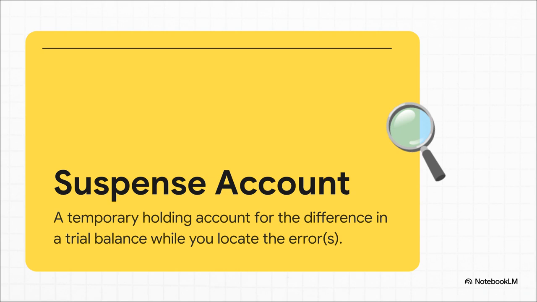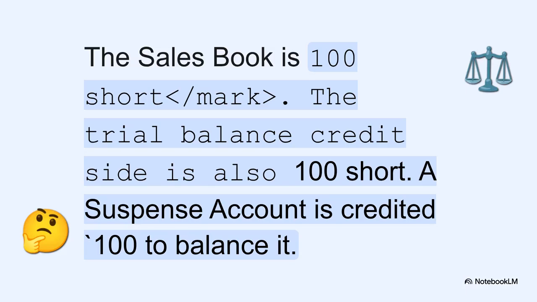But what about stage 2, when that trial balance is already off? This is where we bring in a special tool, the suspense account. You can think of it like a temporary holding cell for criminals. You park the difference from your trial balance in this account so you can force the books to balance. This lets you get on with preparing reports while you continue your investigation on the side. Let's see how it works.